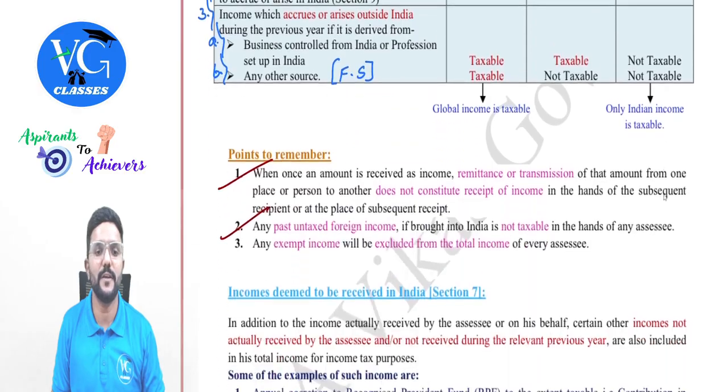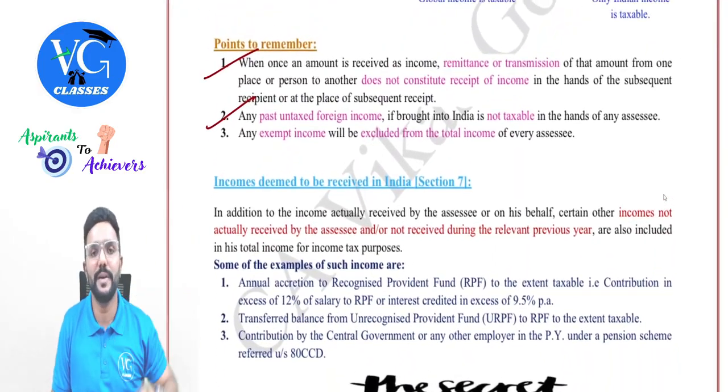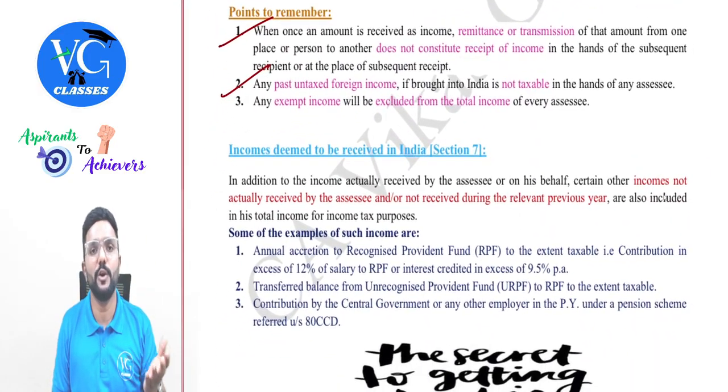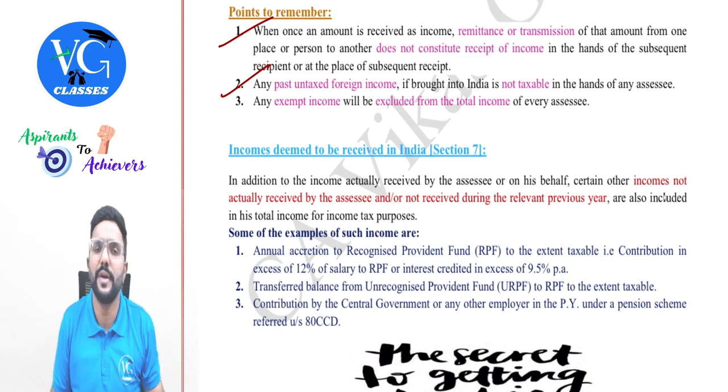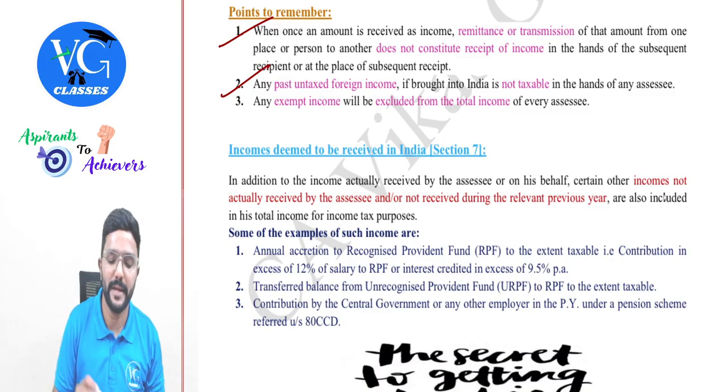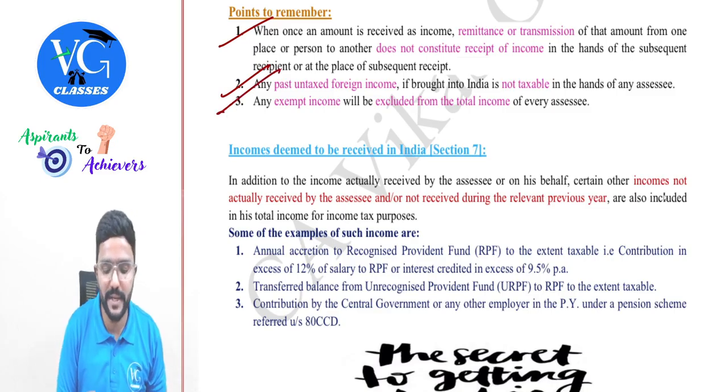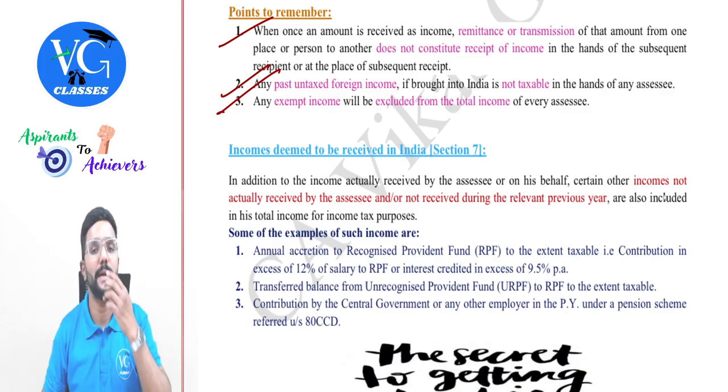Because this is a loss of revenue for which government? US government. Now, the Indian government is allowing me to bring that money into India without paying any tax because it is not a loss to the Indian government, guys. Is that clear? Then last one. Any exempt income will be excluded from the total income of every assessee.